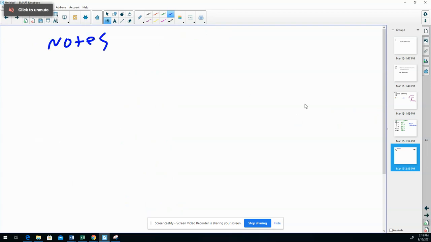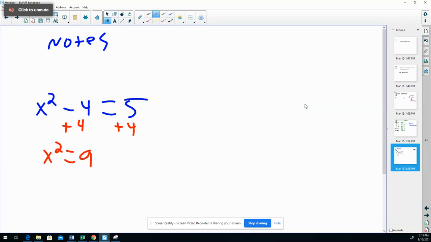Okay, one more page of notes. So let's try to solve x squared minus 4 equals 5. We're going to add 4 to both sides, and it'll get us x squared equals 9. Now to undo the squaring, we're going to take the square root. And the square root of 9 is 3, because 3 times 3 gets you 9.